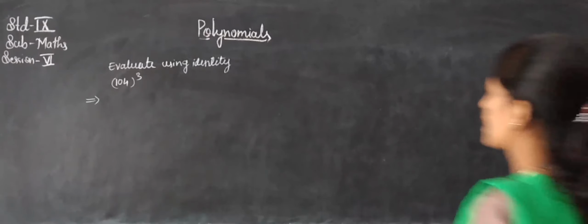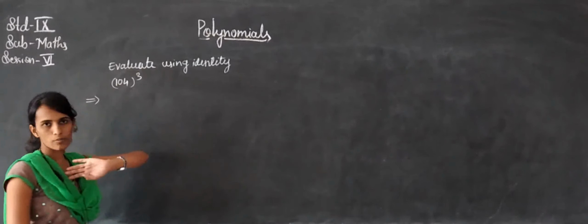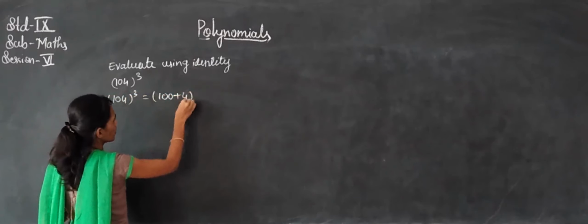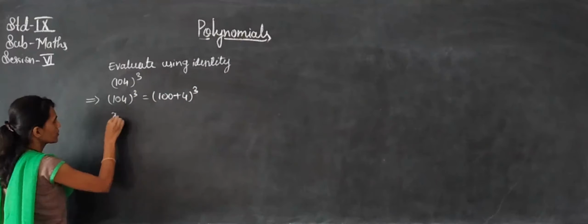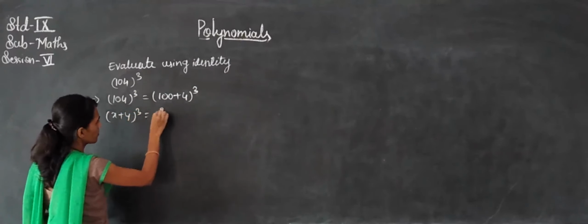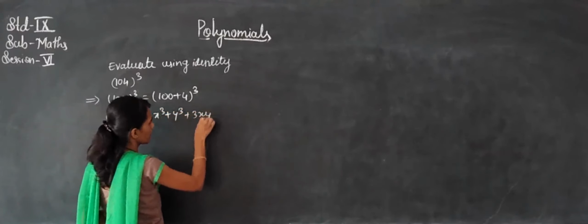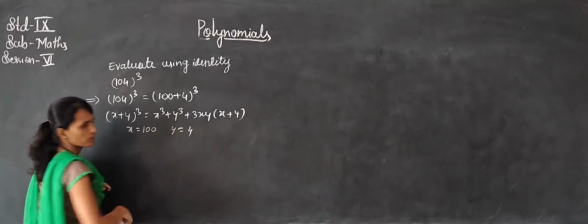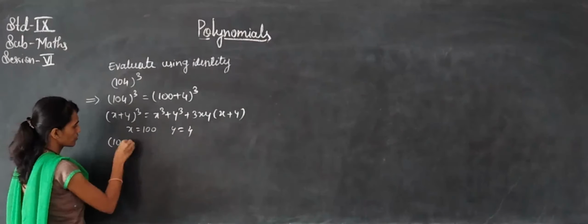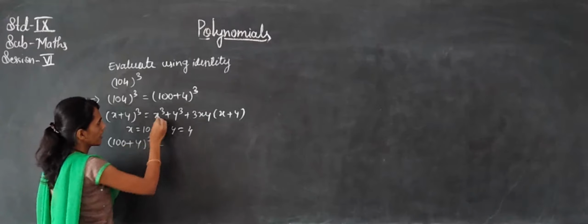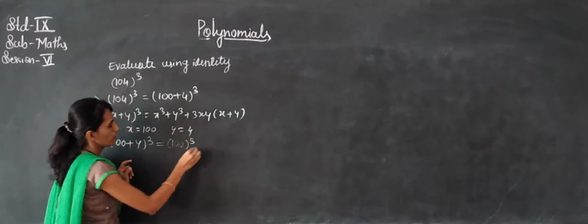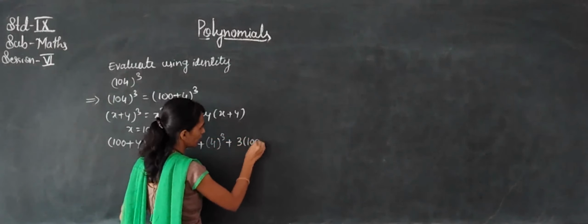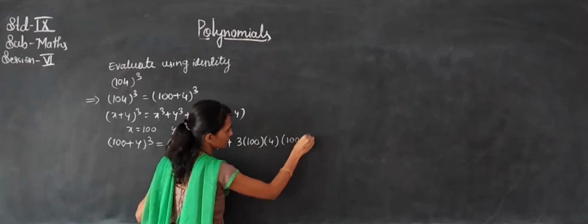So here, evaluate using identity. So the proper identity, calculus. Now, what are the values I get? 100 plus 4, which means x plus y, and we know to use the identity x plus y whole cube equals x cube plus y cube plus 3xy into x plus y. This identity we have to use. So here x is 100, then y is 4. Substitute the values in the formula: 100 plus 4 whole cube equals 100 cube plus 4 cube plus 3 into 100 into 4 into 100 plus 4.